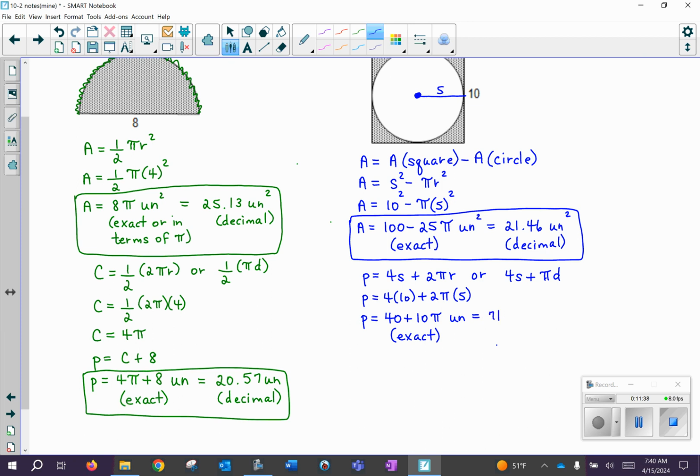And 71.42 units if the directions said to give decimal answers.